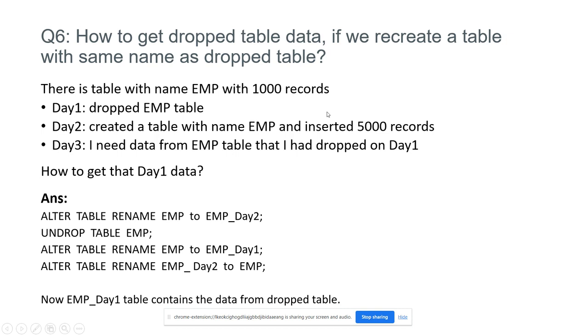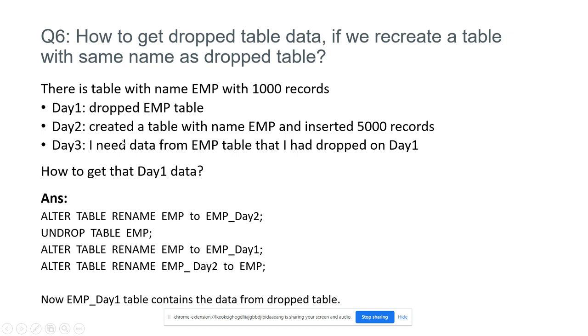So the next question is: how do you get dropped table data if we recreate a table with the same name as the dropped table? Let's see this scenario. There is a table named employee with some 1000 records. On day one I dropped this employee table, the one with 1000 records.